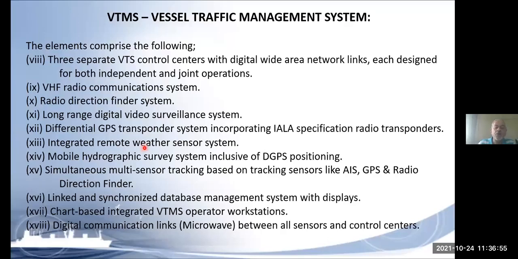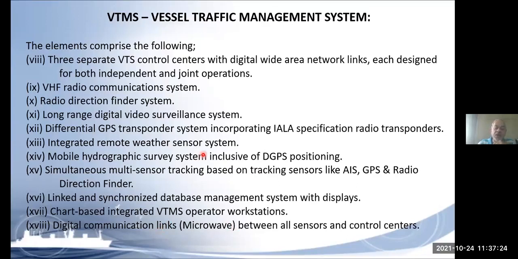Then a mobile hydrographic survey system inclusive of DGPS positioning. So the hydrographic survey system, as we have discussed. Then simultaneous multi-sensor tracking based on tracking sensors like AIS, GPS, and direction finder, a linked and synchronized database system with displays, then a chart-based integrated VTS operational workstation and digital communication links.